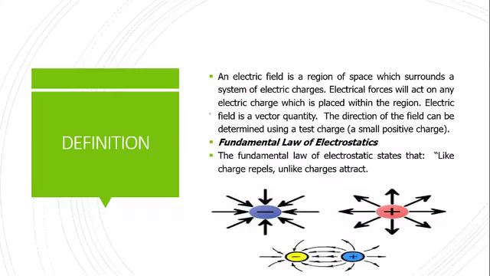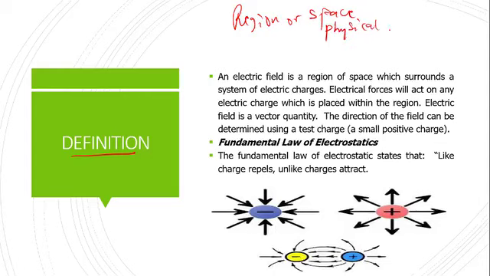Welcome back. Let's look at the definition of electric field. We're still on force fields, and I'll keep reiterating and making it clear over and over again that a field is a region or space under the influence of some physical agency. Physical agencies such as gravity, electricity, magnetism, and electromagnetism. So get that into your head.